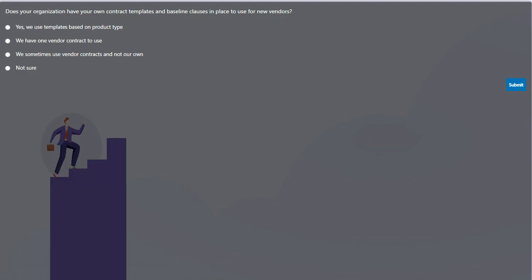Our next question is, does your organization have your own contract templates and baseline clauses in place to use for new vendors? Yes, we have templates based on product type. We have one vendor contract to use. We sometimes use vendor contracts and not our own, or not sure.